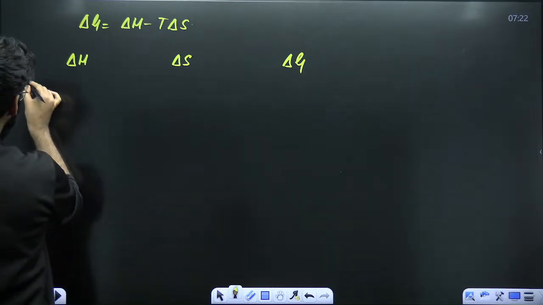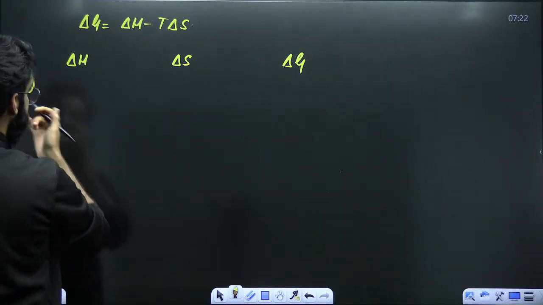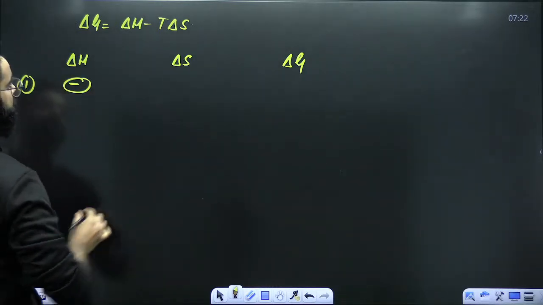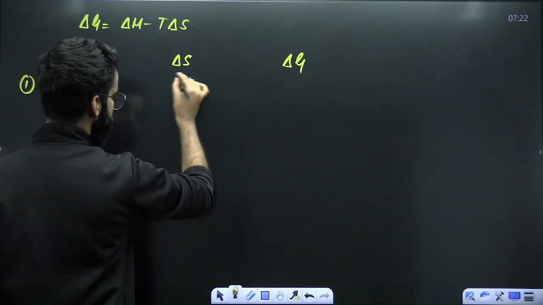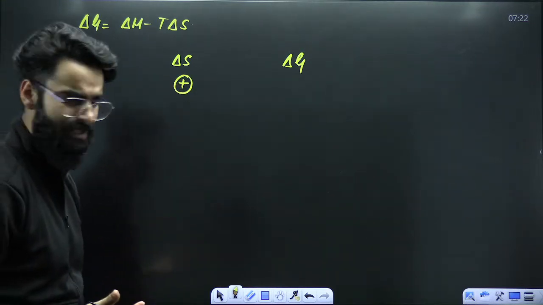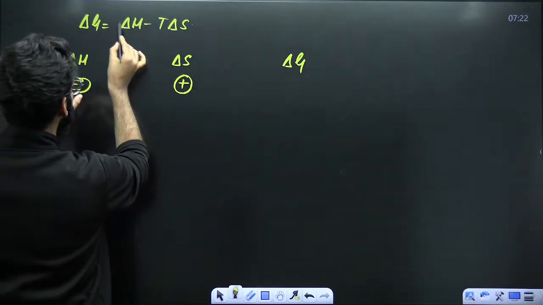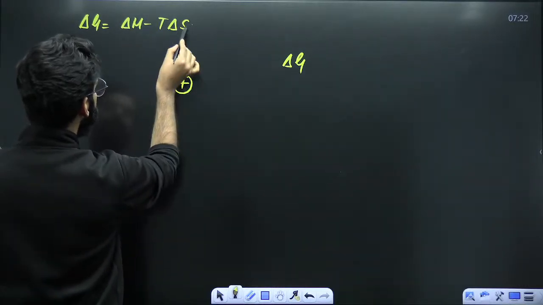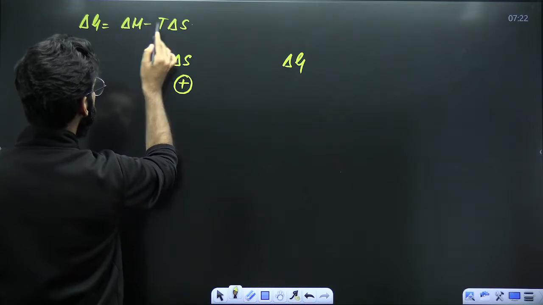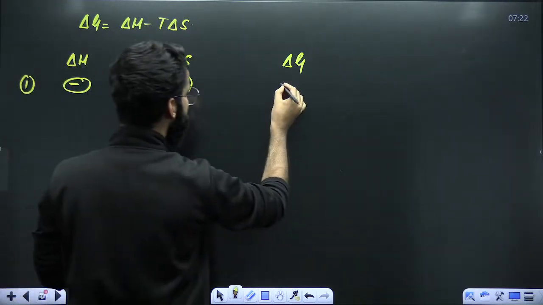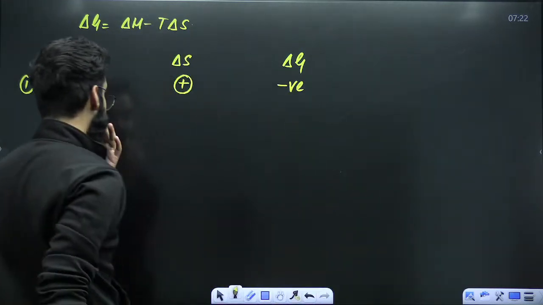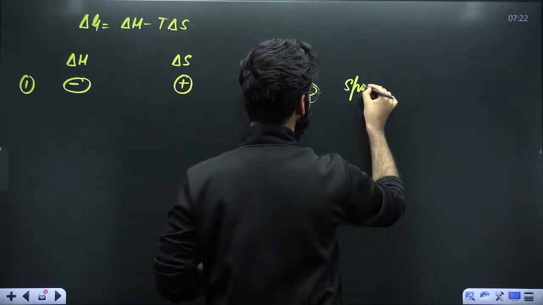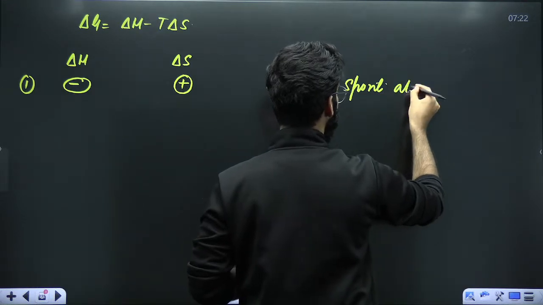For example, the first case. If you have got a process whose delta H is negative and delta S is positive, this term is negative and this term is positive. Positive negative is negative. So the overall sign of delta G will come out to be negative. And when delta G comes out to be negative, we'll say the process is spontaneous at all temperatures.